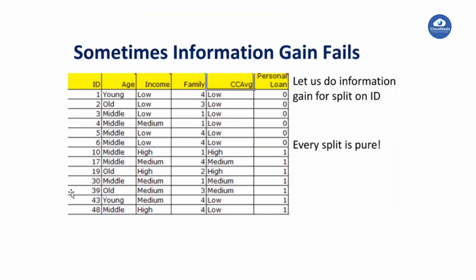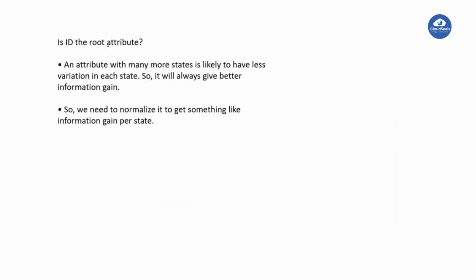Let's take one data set: ID, income, family, CC average and personal loan. This is the dependent variable. Let us do information gain per split on ID. ID is the unique ID, so we won't repeat an identification value for two members. Let's check the gain for this unique ID and this CC average. We need to check whether ID is the root attribute or not.